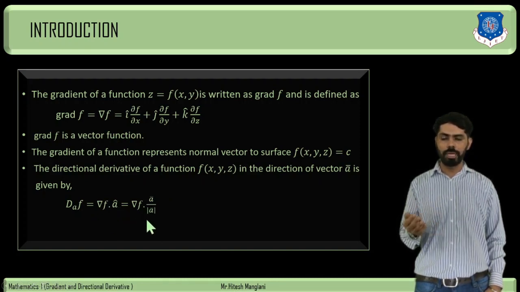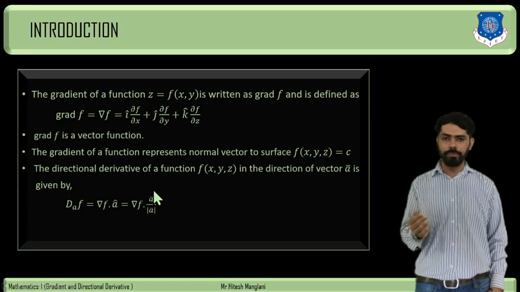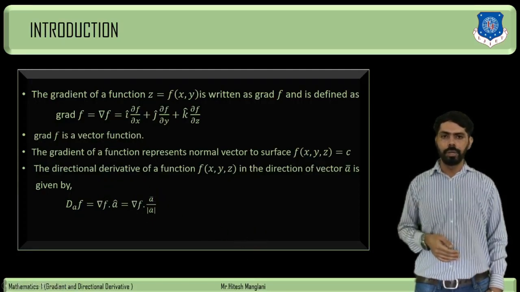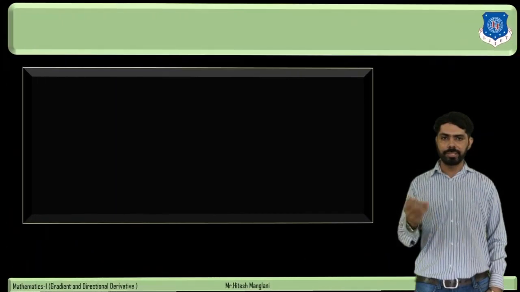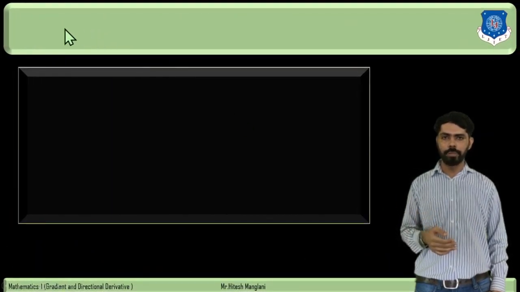So this is how we can find out the directional derivative and gradient of a function. Directional derivative is also called derivative with direction. Now we will discuss examples related to this topic.